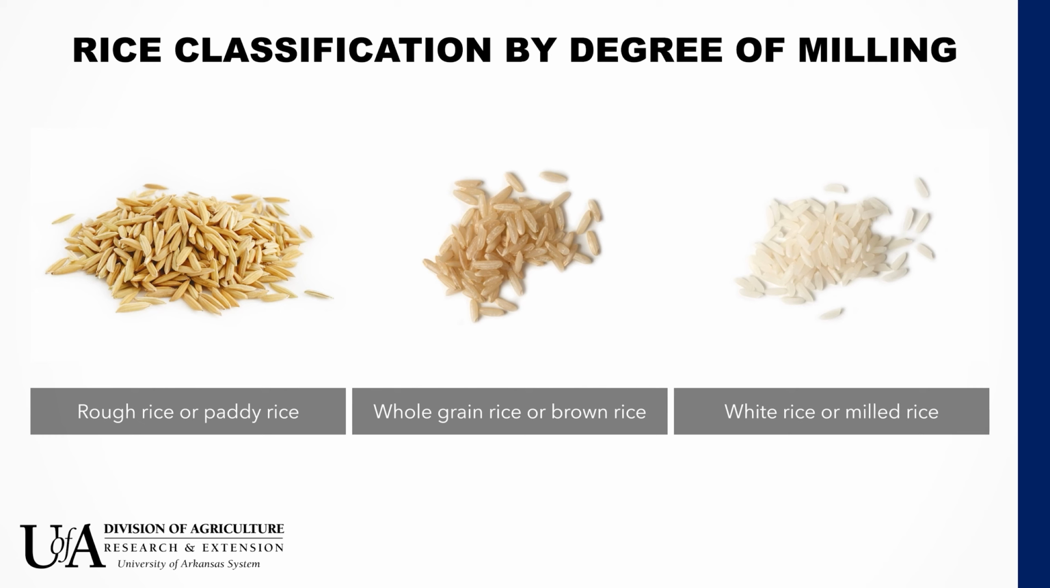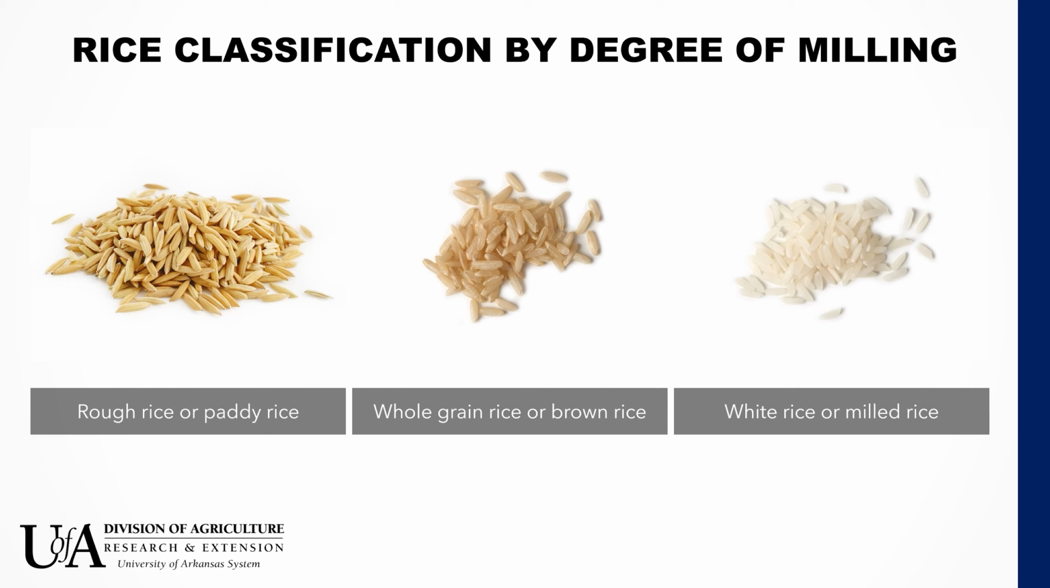White rice, on the other hand, is the kernel after removing the husk and the bran layer and the germ. And so primarily in the market, this is the kind of rice that you will see marketed as milled rice or white rice.